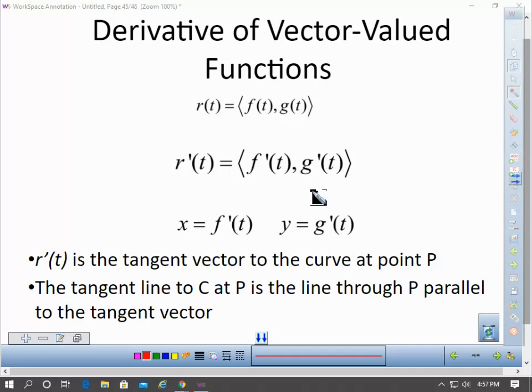So we're just putting our symbols in vector form. So you just have to remember that your tangent line is parallel. This represents a vector starting at the origin with the same slope as what your tangent line is going to have, all right?